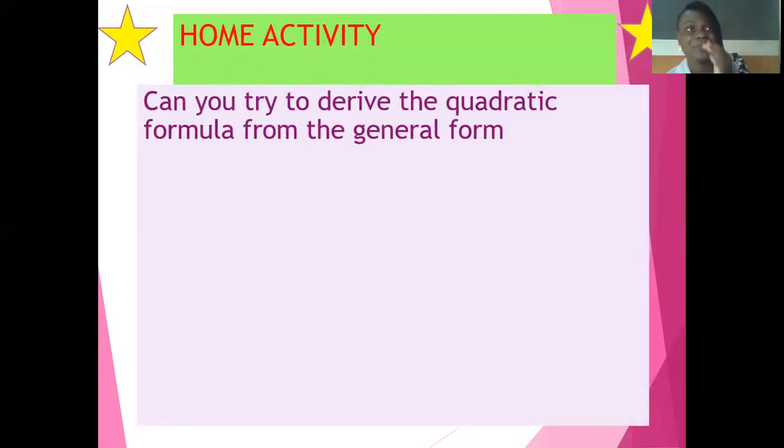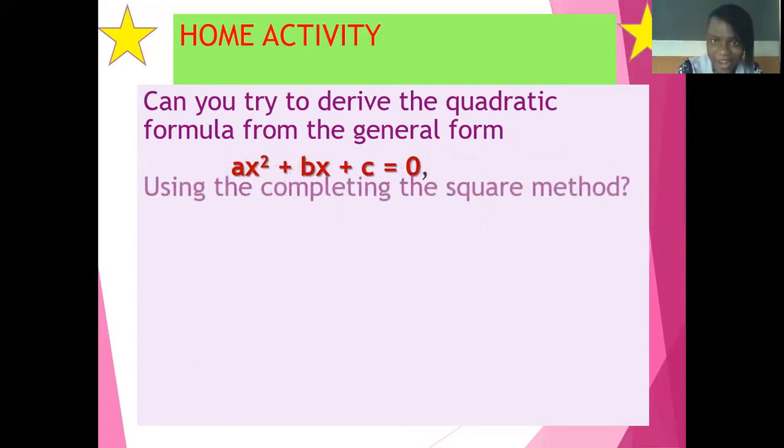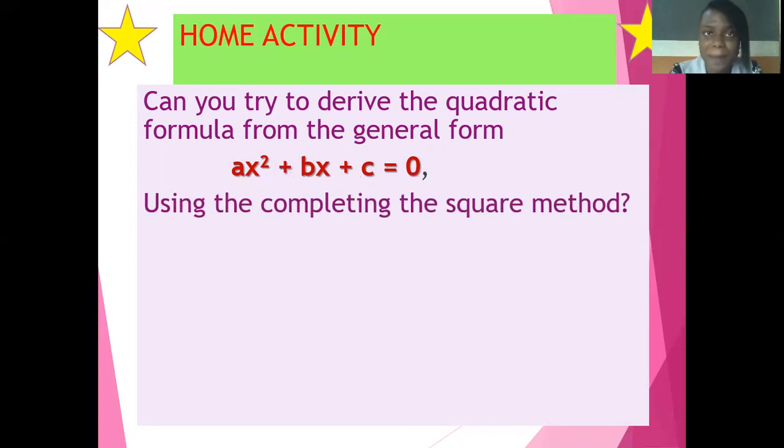It's not compulsory. If you can't get it, no problem. But if you're able to get it, give me feedback. Let me know if you're able to get it. It's fun. It's something you can try. So try to derive the quadratic formula from the general form ax squared plus bx plus c. Remember the steps for completing the square. So you're going to use the completing the square method.